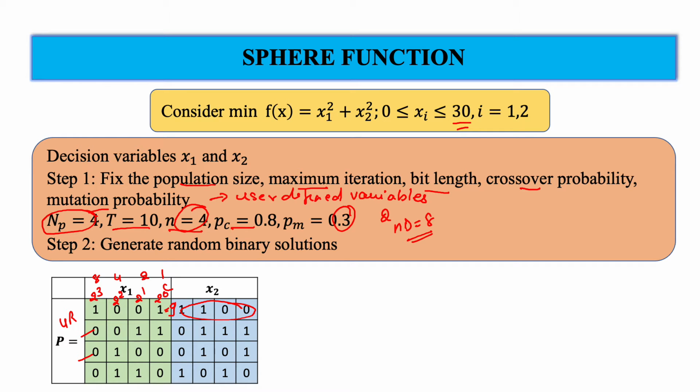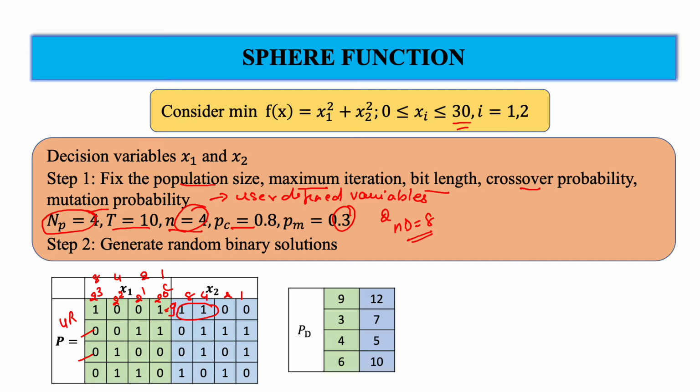Similarly, for x2 it is again 8, 4, 2, 1. So 8 plus 4 is 12. Like that, what is my decoded value for all the population? 9, 12, 3, 7, 4, 5, 6 and 10. Once the decoded values are found, we can plug them into the fitness function after getting the actual value. So from the decoded value we need to find the actual value.